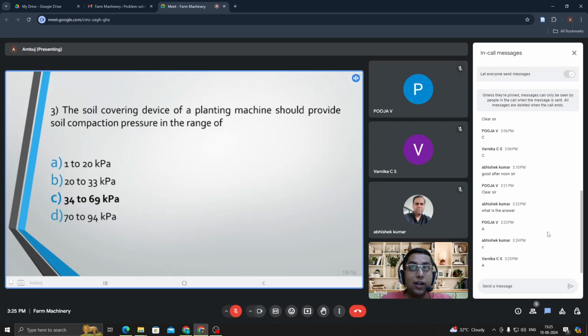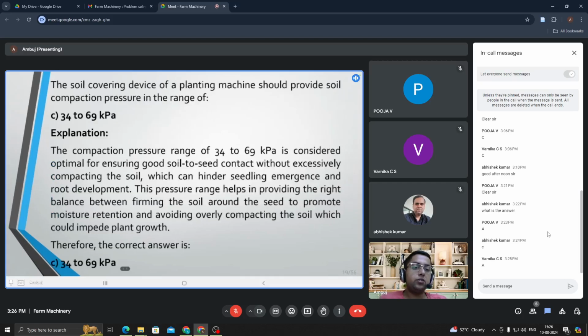So the soil covering device of a planting machine should provide a soil compaction pressure in the range of 34 to 69 kilopascals. The compaction pressure should be in this particular range, considered optimal for ensuring good seed to soil contact. It cannot be in the higher range, it cannot be in the lower range also. If it is in the lower range, the seed will not get the nutrients from the soil. But if it is in the higher range, it will get buried too much and the bud formation will not take place. So it has to be optimized.